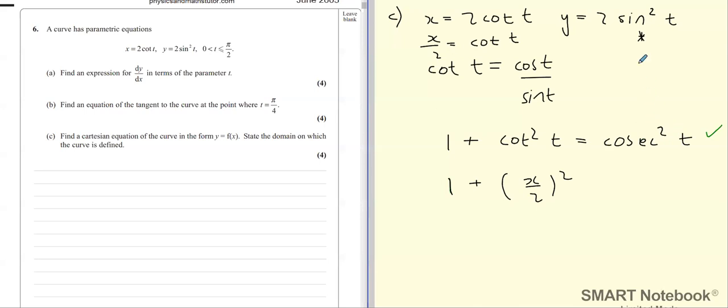Now, I need to get cosec squared. How can I get cosec squared from y equals 2 sine squared t? Well, we can say y over 2 equals sine squared t. And if I want cosec squared, which is the reciprocal of sine squared, I'm going to do the reciprocal of the right-hand side. So therefore, cosec squared t becomes 2 over y. So now I can replace cosec squared t with 2 over y. Does that make sense? Are you happy with that?